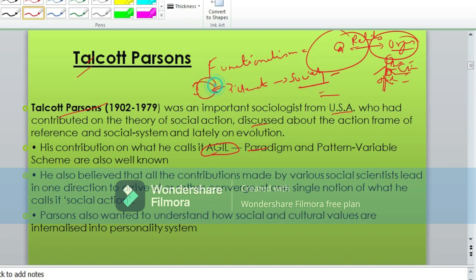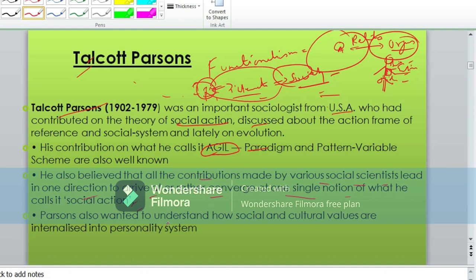As a larger part of society, when an individual is interacting with society, that action is contained as social action, and the system so formed by interconnected social and individual paradigms is called the social system. He believed that the contributions made by various social scientists led in one direction and arrived at a convergence of one single notion of what he calls social action.